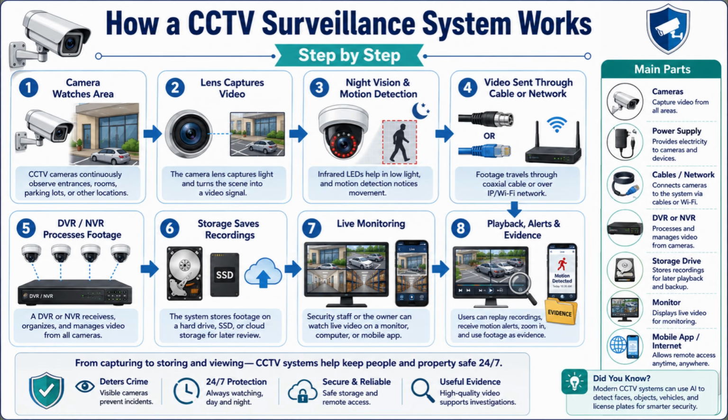Then, the captured video is sent through a cable or network connection. In traditional systems, the footage may travel through coaxial cables, while modern IP cameras can send video through Ethernet cable, Wi-Fi, or an internet network.